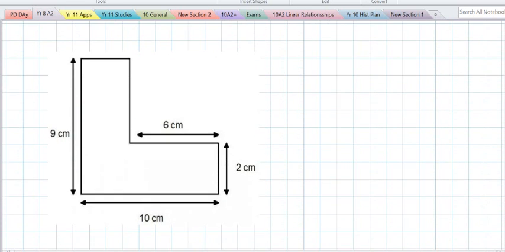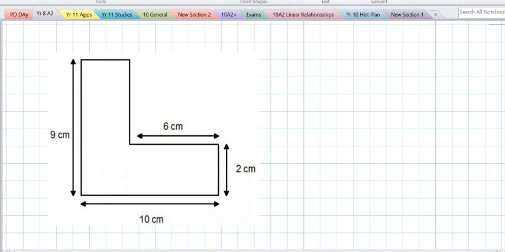Alright. Now, something slightly more complex. We still need to copy, can you please copy this down in your books quickly? And use rulers and pencils and make it nice and neat.